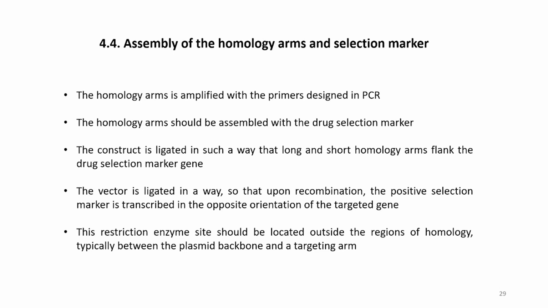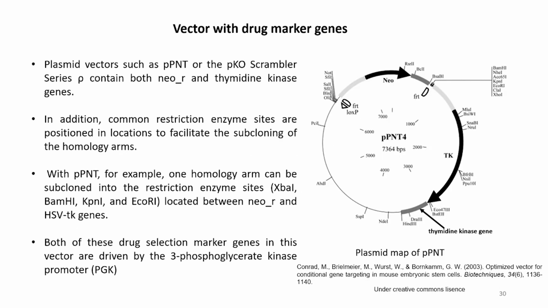The construct is ligated in such a way that long and short homology arms flank the drug selection marker gene. The vector is ligated in a way so that upon recombination, the positive selection marker is transcribed in the opposite orientation of the targeted gene. The restriction enzyme sites should be located outside the regions of homology, typically between the plasmid backbone and a targeting arm.